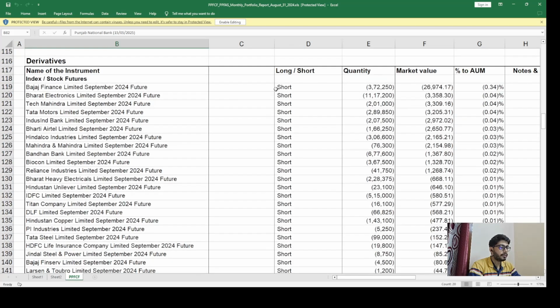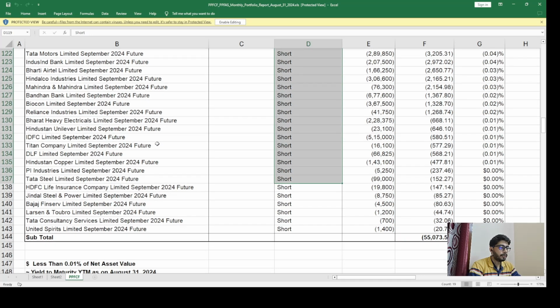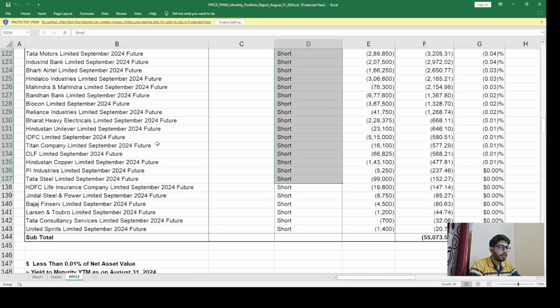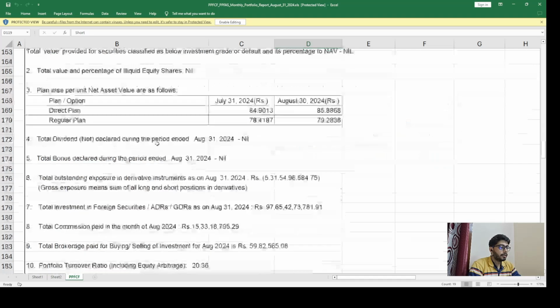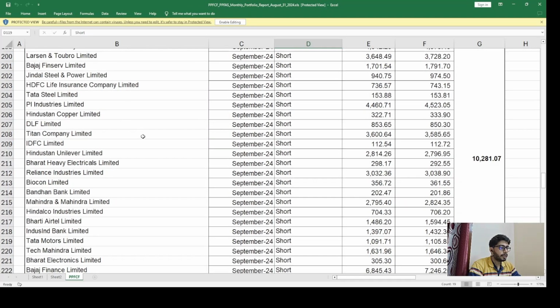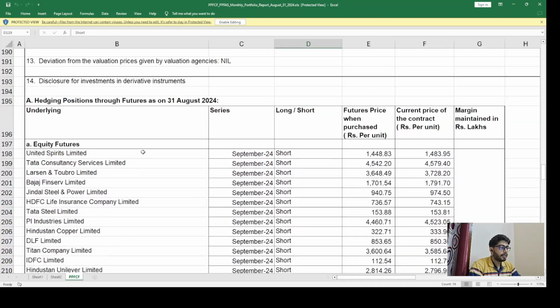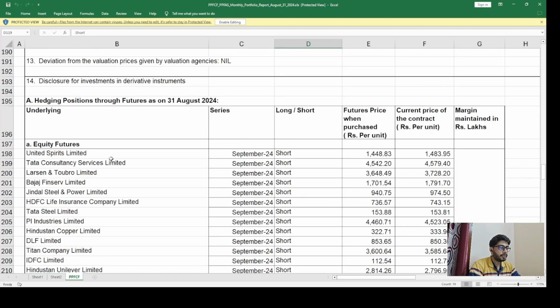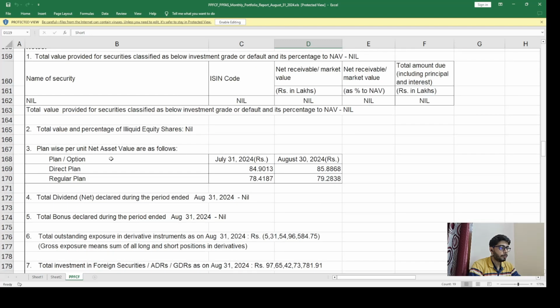Other than that, we see that some derivatives like short positions are also taken up. This is also very much seen when the market is too high. Fund managers take some of these derivative positions to keep themselves hedged. More of hedging is also mentioned over here, so you can see more hedging details shown here. Whatever your fund manager is doing, he has to disclose in this report.